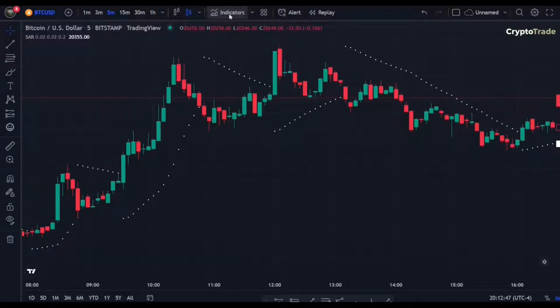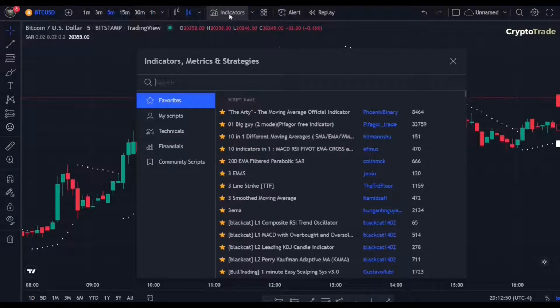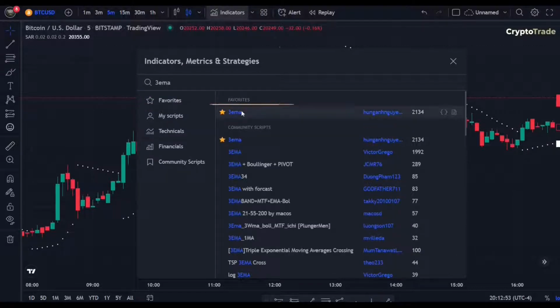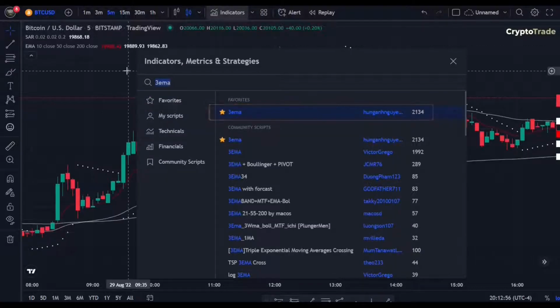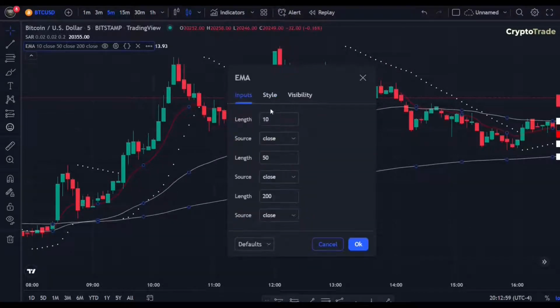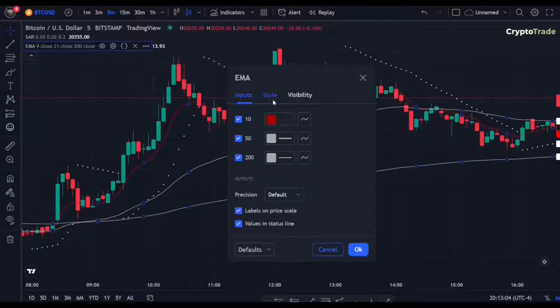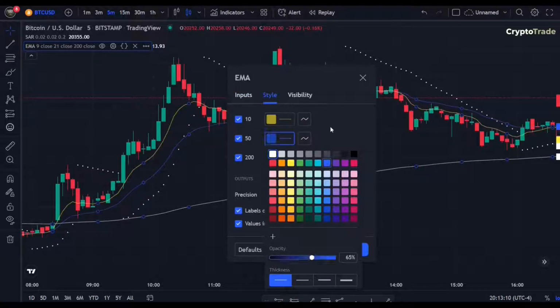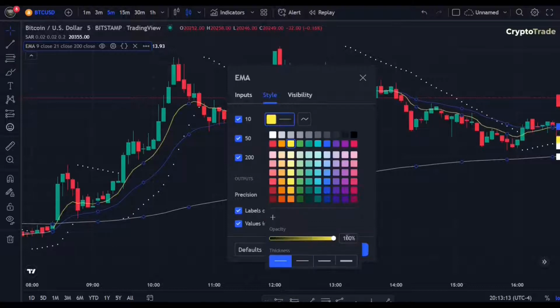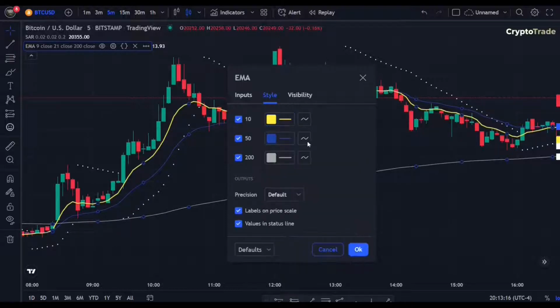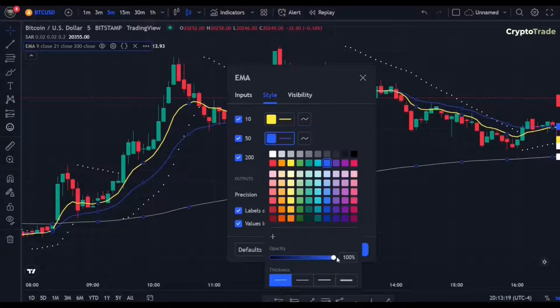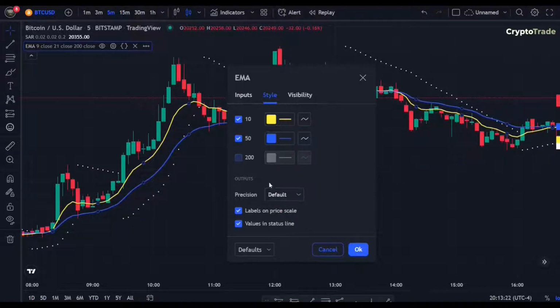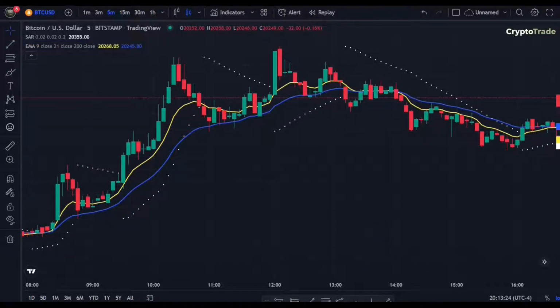To add the second indicator, open the indicator search box again and type 3EMA. Select this indicator, as shown here in the video. In the Inputs tab, type 9 on the first checkbox and 21 on the second checkbox. In the Style tab, change the first color to yellow and the second one to blue. Increase the opacity of both colors to 100% and make the lines a little bit thick. Uncheck the third checkbox, click OK to finish.